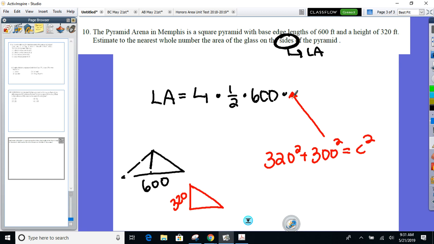Height plus half the base equals the slant height, remember, in a pyramid. Height plus half the base equals your slant height.